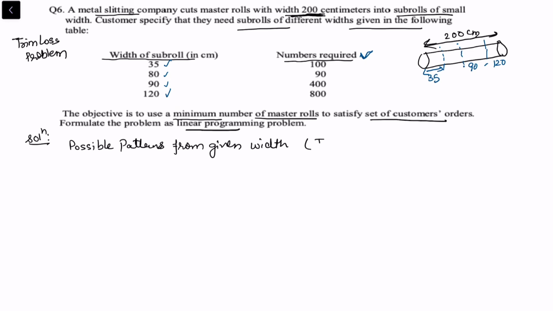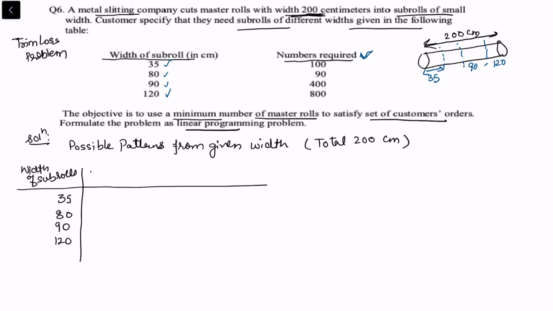So we know the total width given to us is 200 centimeters, and we want to divide it into 35, 80, 90, 120. So those are the widths of sub rolls. We can write the widths of sub rolls in which we want to slit the main roll, and these are the possible patterns that I'm writing, P1, P2, P3. We need to write all exhaustive patterns. We do not have a formula to tell you how many there are. Since I've already made them, there are 8 possible exhaustive patterns. One has to try all the options.